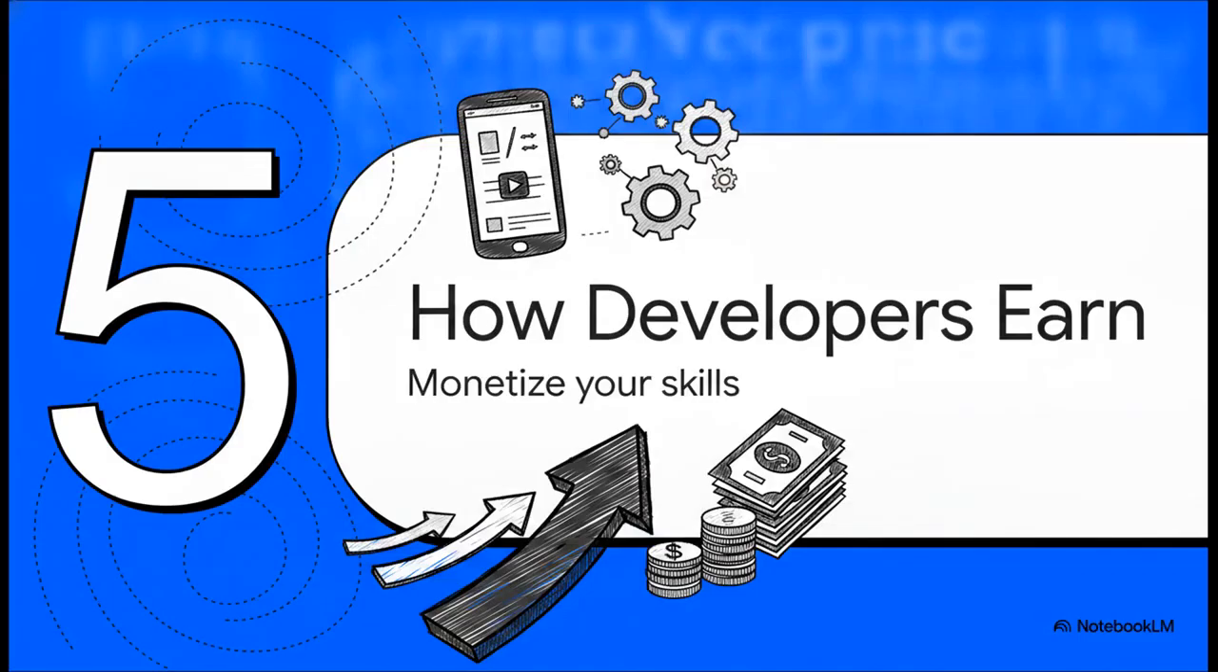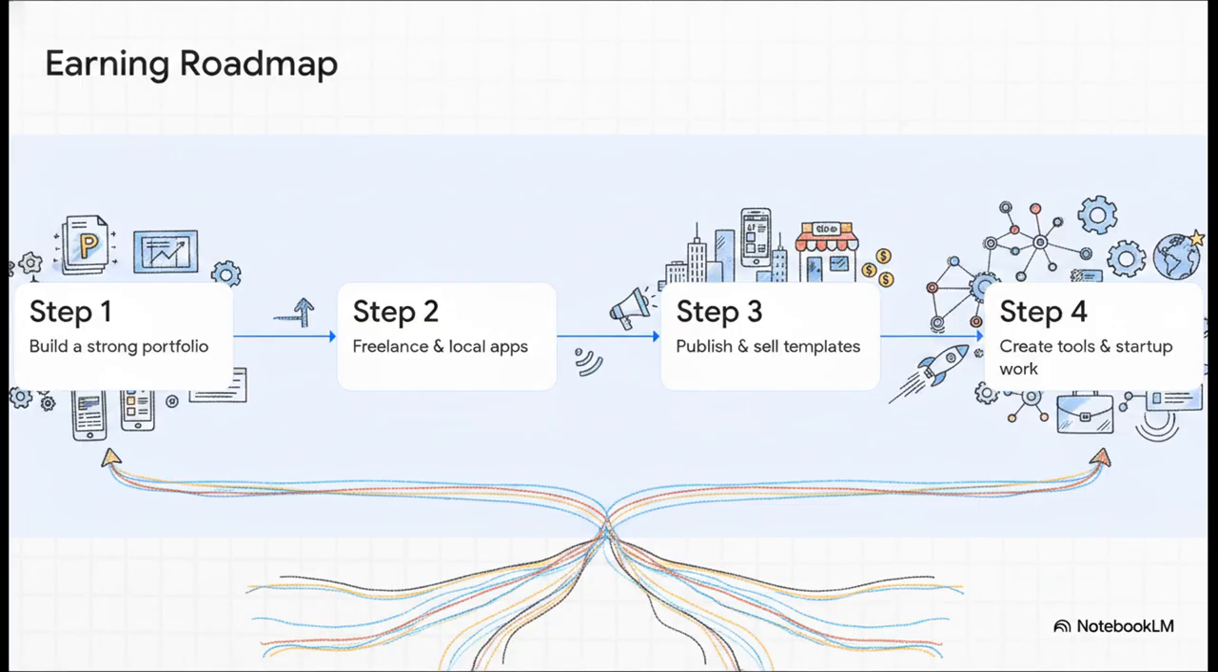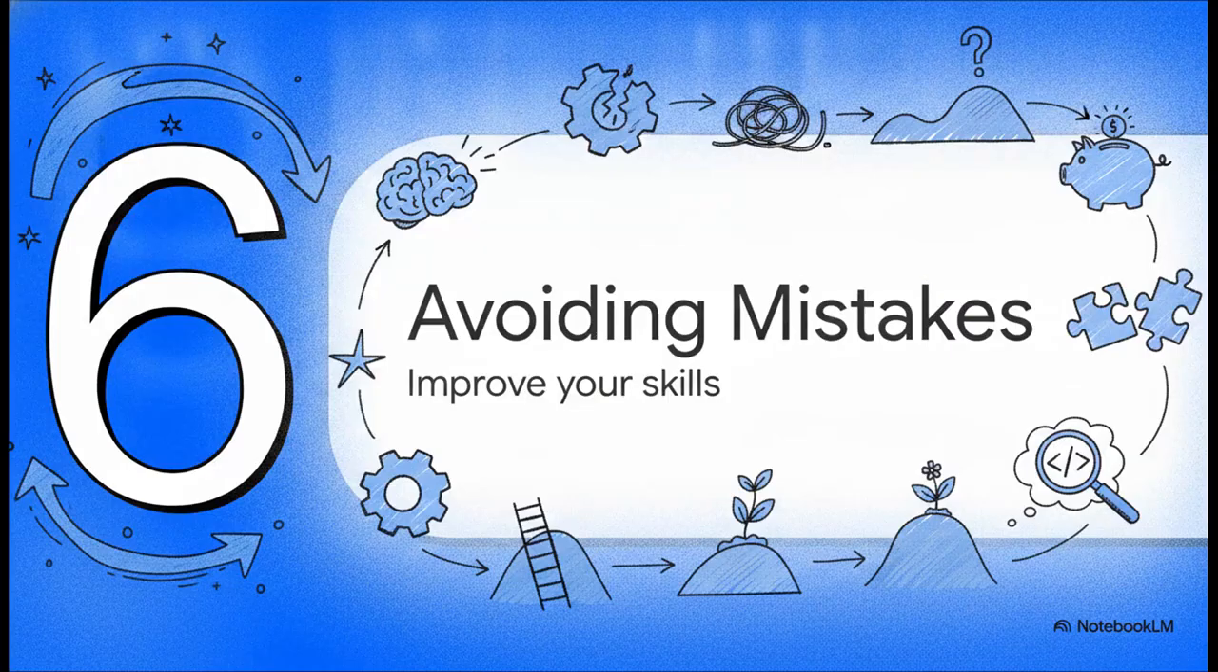Section 5. How app developers earn. Let's talk about the ultimate reward for this journey. Think of this as the mini narrative of your new career. Step 1. Build that portfolio we just talked about. Step 2. Use it to freelance and build apps for local businesses. Step 3. Publish your own apps or sell templates. Step 4. Create major tools and work directly with startups. You see how starting small just naturally snowballs into diverse income streams? It's a game changer.